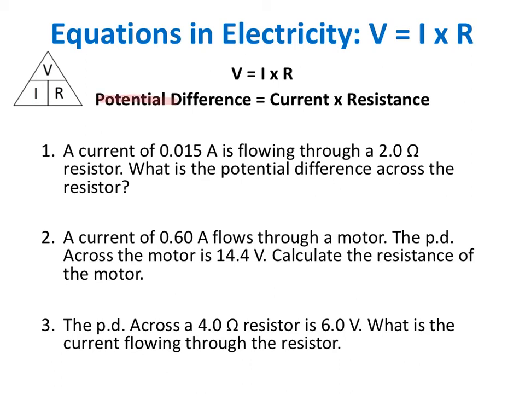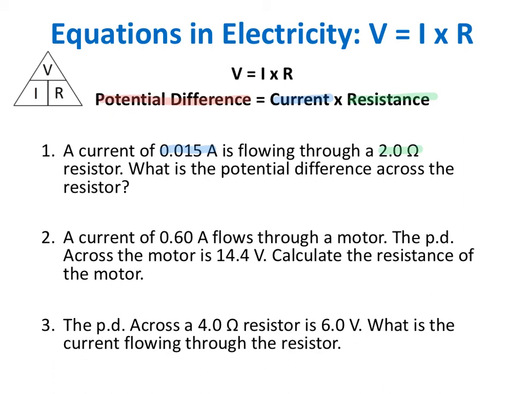So I'm just going to make potential difference red for this. I'm going to make current blue. I'm going to make resistance green. So if I look at the first question, it tells me a current of 0.015 amps. And the other thing that I have a numerical value for is resistance. So I have 2.0 ohms. So I'm having to work out my potential difference.